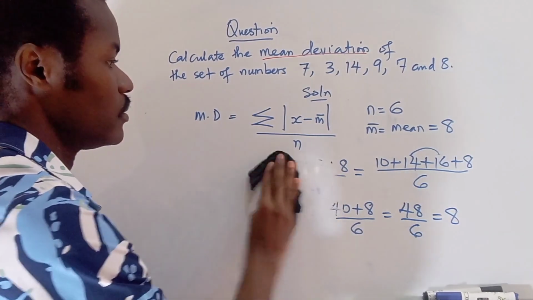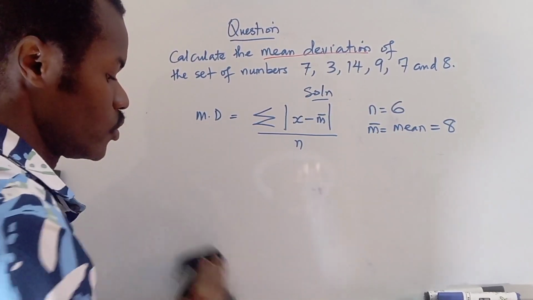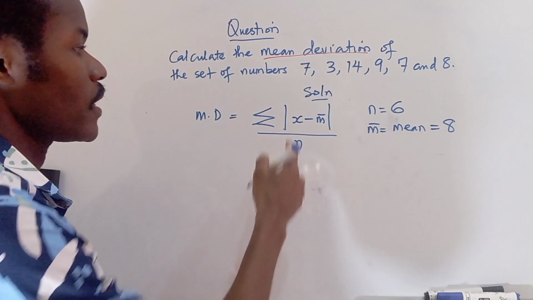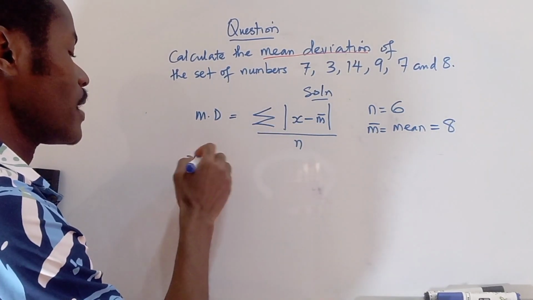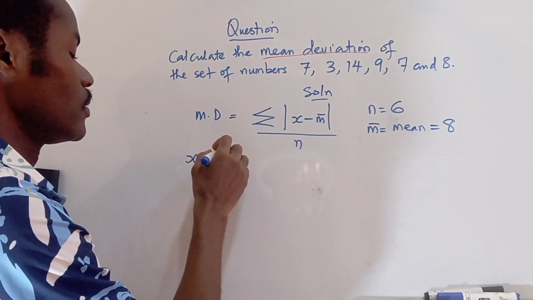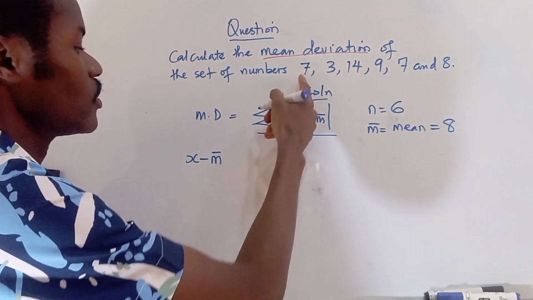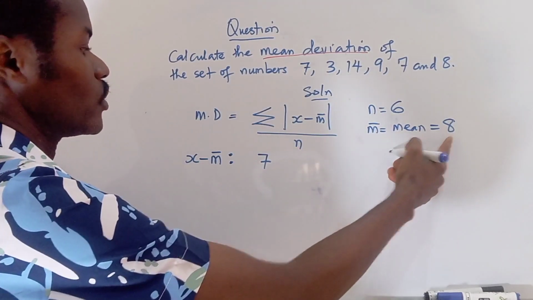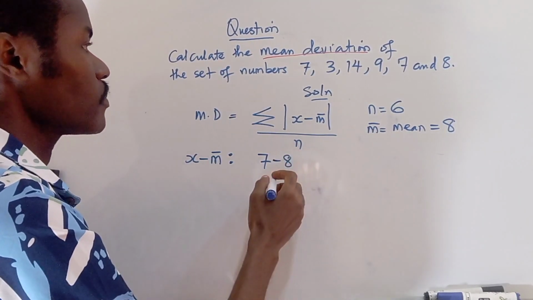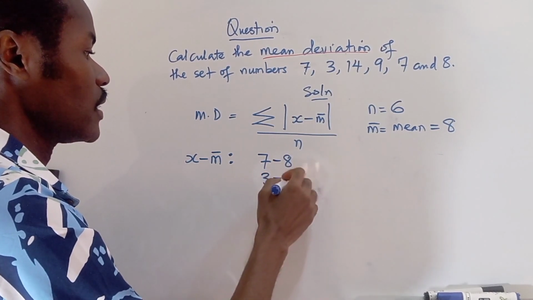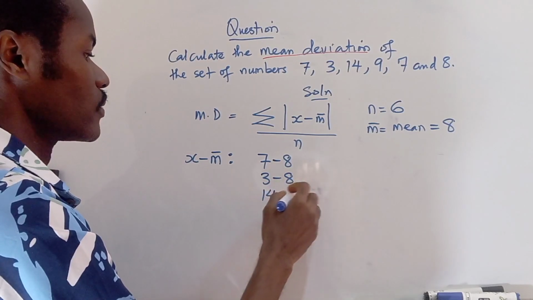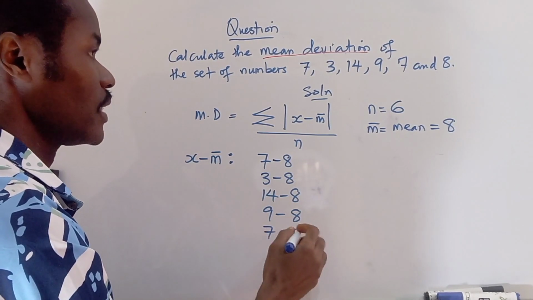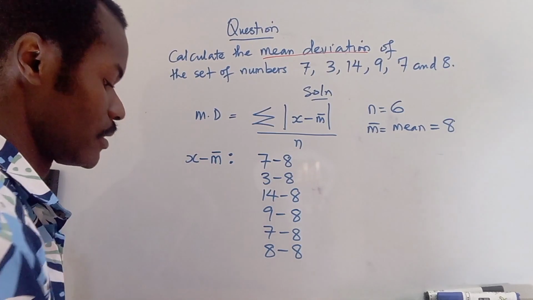So let's solve the mean deviation for each of the numbers. Alright, so we have for each number x minus the mean. That's going to give us for the first number 7 minus the mean, which is 8. The next number we have 3 minus 8. We have 14 minus 8. We have 9 minus 8. We have 7 minus 8. And we have 8 minus 8.